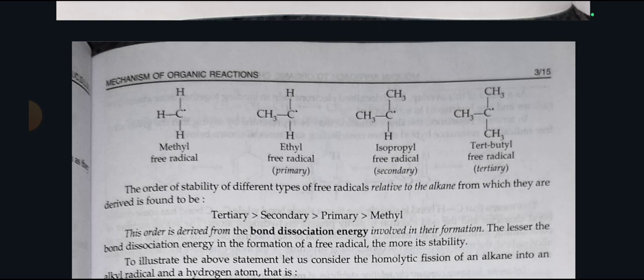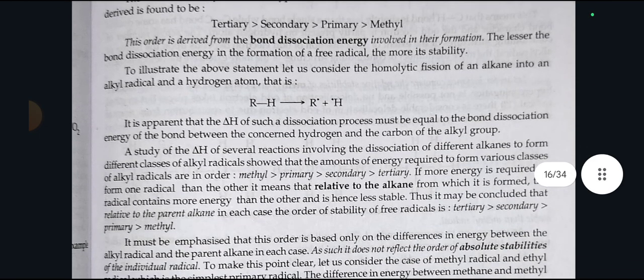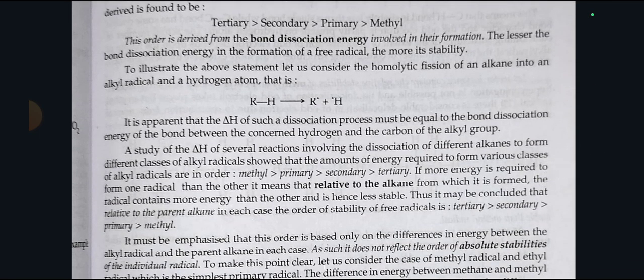The order of stability of different types of free radicals relative to the alkane from which they are derived is found to be tertiary, then secondary, then primary, then methyl. This order is derived from the bond dissociation energy involved in their formation. The lesser the bond dissociation energy in the formation of a free radical, the more is its stability. To illustrate, let us consider the homolytic fission of an alkane into an alkyl radical and a hydrogen atom, that is, RH gives R• plus H•.